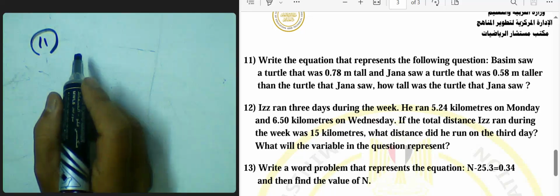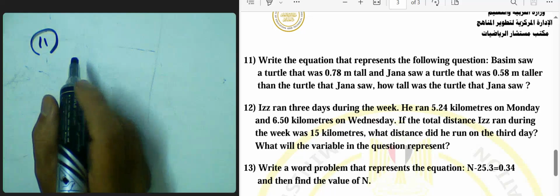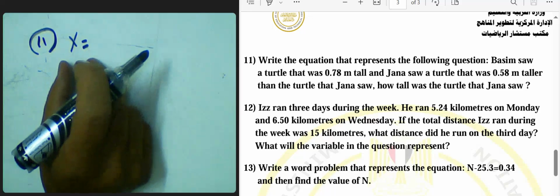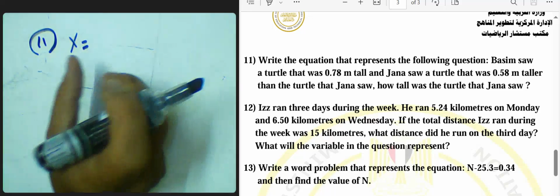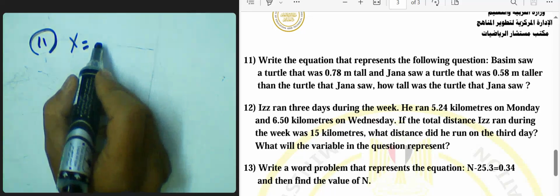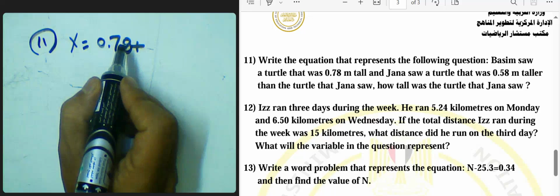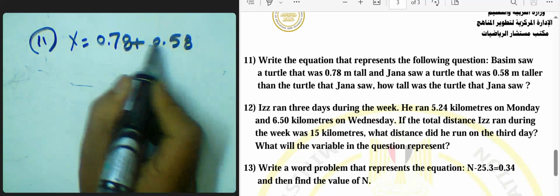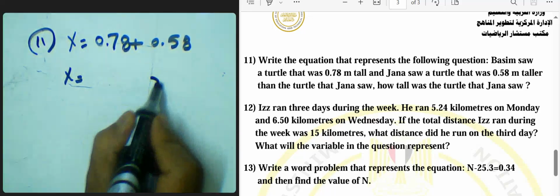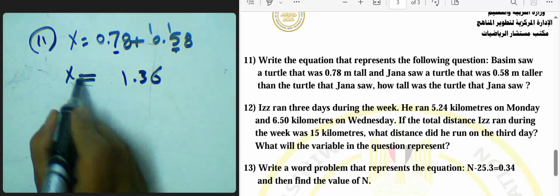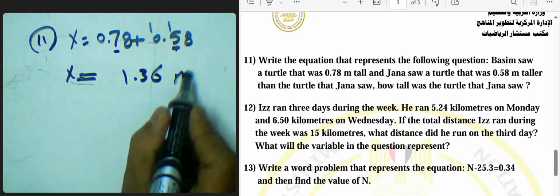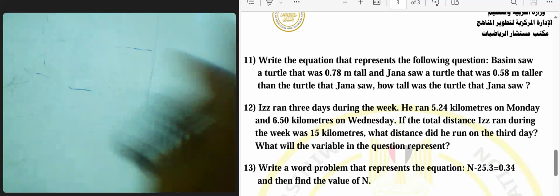يعني أطول من السلحفاة اللي شافها باسم بمقدار 0.58. ماشي. فأنت هتشيل كلمة جانا دي تغيرها وتكتب باسم. فأنا عشان أشوف وات جانا سو يبقى هكتب هنا اكس ايكوال اللي هي شافت الطول السلحفاة التي شهادتها جانا كانت أطول من السلحفاة اللي شافها باسم بمقدار 0.58. فأنا هجيب المقدار السلحفاة الأولانية أجمع عليه طول السلحفاة الثانية 0.58. تمام. 8 plus 8 16, 6 and carry of 1, 5 plus 1 6, 6 plus 7 13, 3 and carry of 1, 1 plus 0 1. يبقى الإكس هنا تطلع 1.36 متر. ده طول السلحفاة اللي شافتها جانا. Question 12.